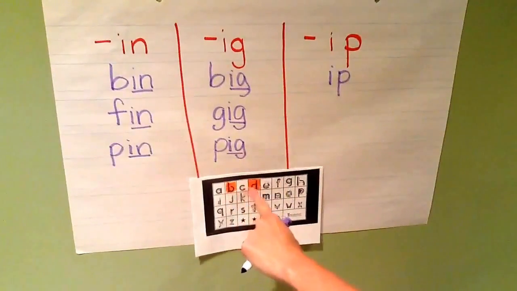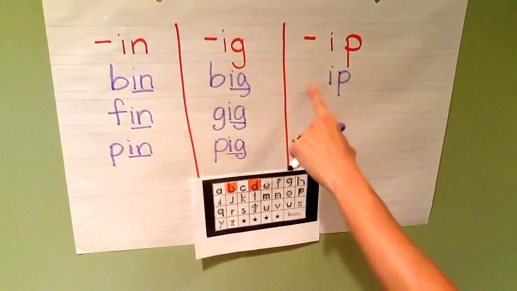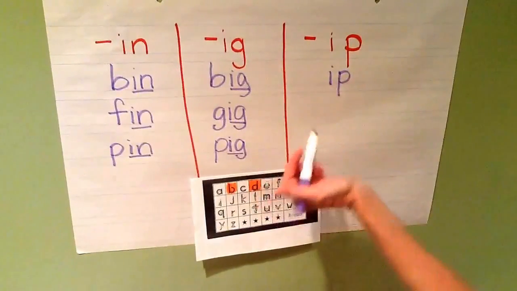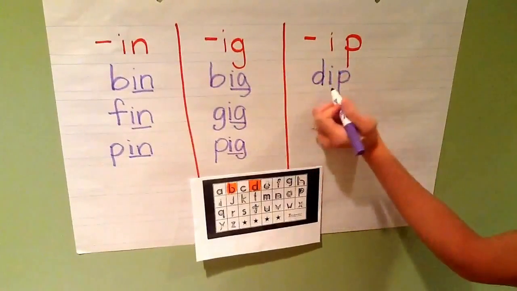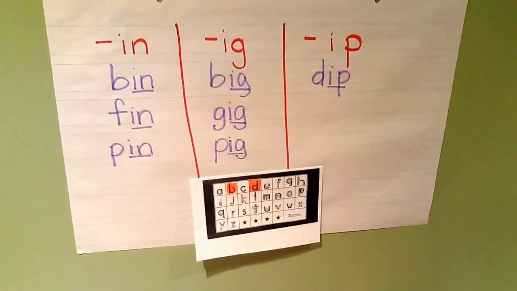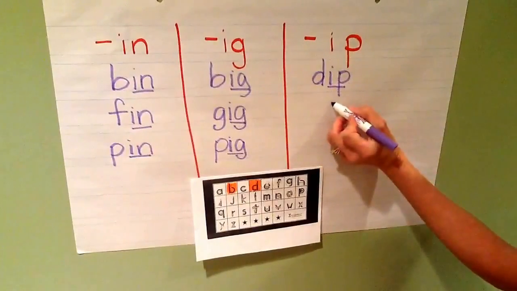Let's keep going. How about a D? Dip, like chips and dip, right? So I could add the D to the beginning of my word family. There's that ip. That's my word family. Let's come up with another one.